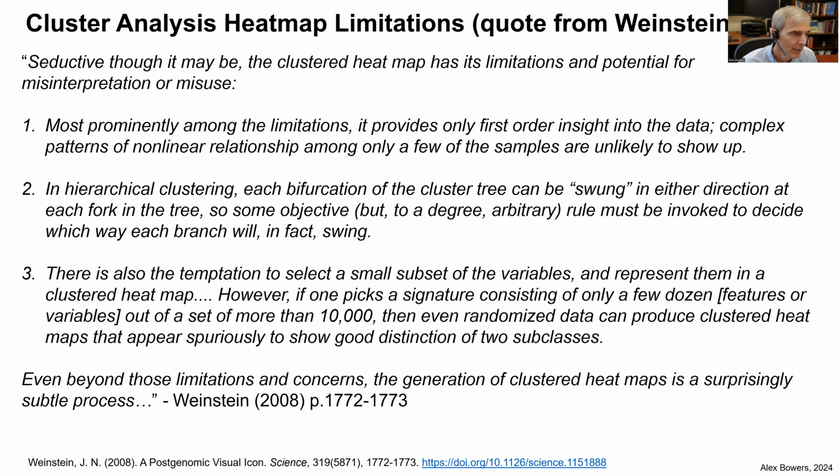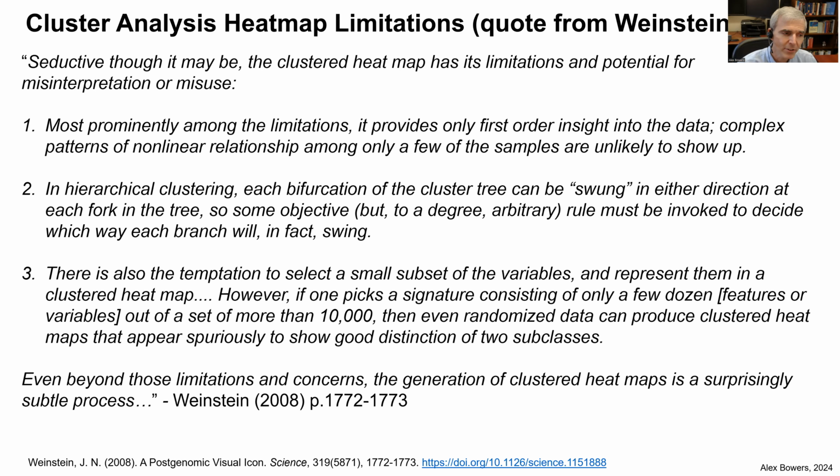Number two, in hierarchical clustering, each bifurcation of the cluster tree can be swung in either direction at each fork in the tree. So some objective, but to a degree arbitrary, rule must be invoked to decide which way each branch will in fact swing. So we need to be really clear in our methods about what we're doing, because there are a lot of arbitrary decisions when it comes to doing cluster analysis. Because again, it is a descriptive statistic.